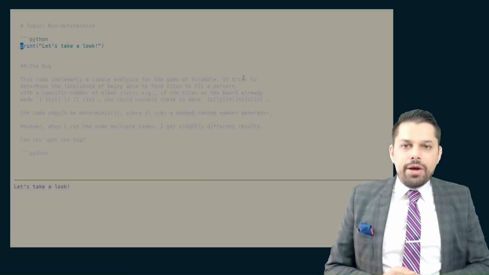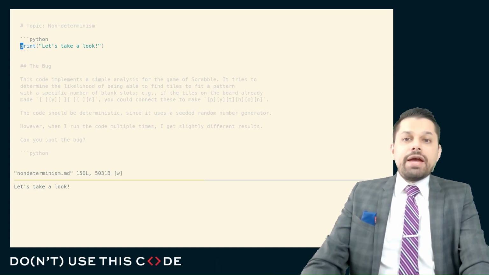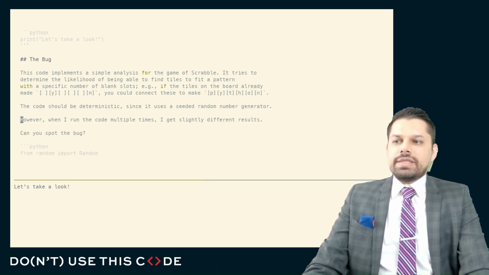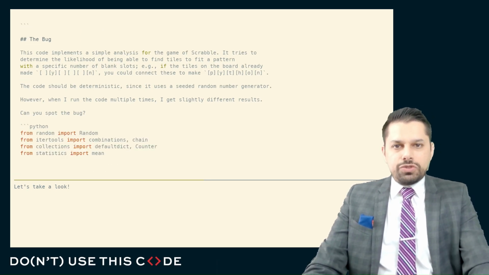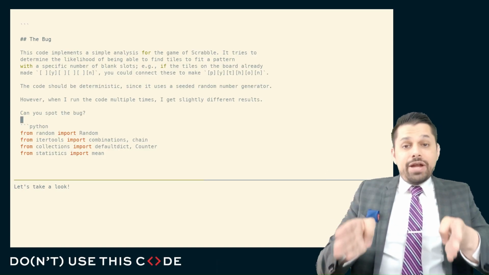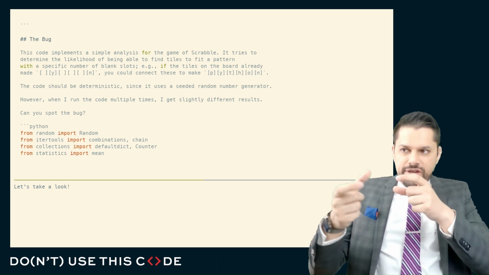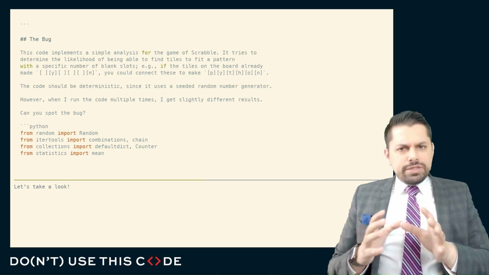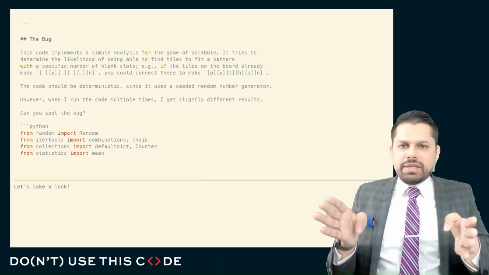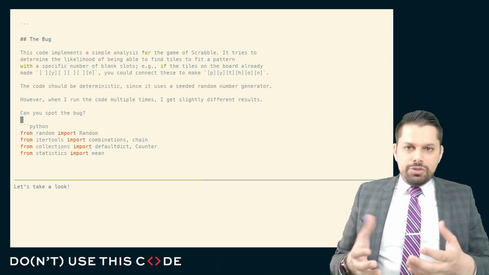This is a bug about non-determinism. Let's take a look. I have some code. The code is a little bit fun. It implements a simple analysis for a game of Scrabble. The idea is, can you play the game of Scrabble and see a pattern of tiles on the board and figure out, can you make a word fitting your tiles into that? There's a couple of limitations to how you might do that. You're looking only at words of maximum length 7, but for the most part, the analysis is reasonably sound.